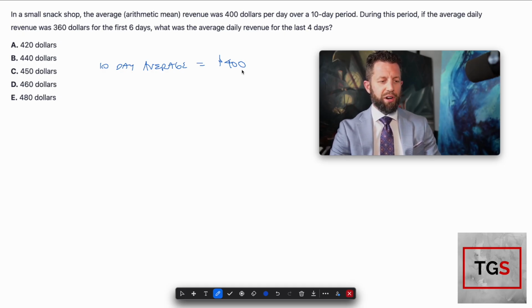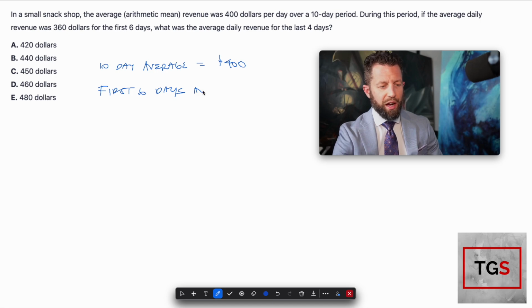So after that, I'd write the first 6 days. I guess to be totally exact, I'd probably write first 6 days average $360, something like that, or like 6 days average equals $360 again. It's not really fully math, but not really fully English. Then I'd write what's asked in a similar form, something like average last 4 days question mark. You can experiment with what works well for you.